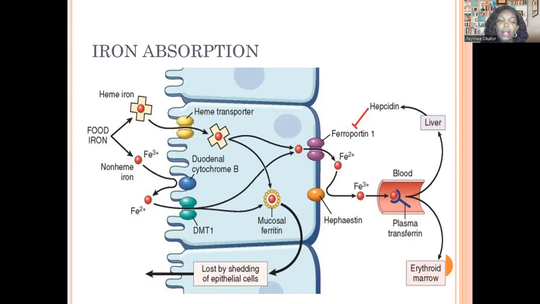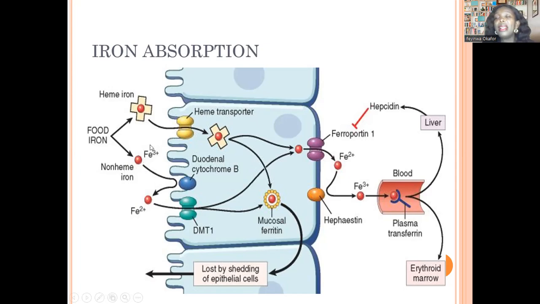But our non-heme iron is absorbed across the luminal wall by what we call divalent metal transporter 1. The food iron that we eat is in form of heme iron and non-heme iron. Our heme iron is absorbed directly through heme transporter, but non-heme iron in our meal occurs in form of iron 3.